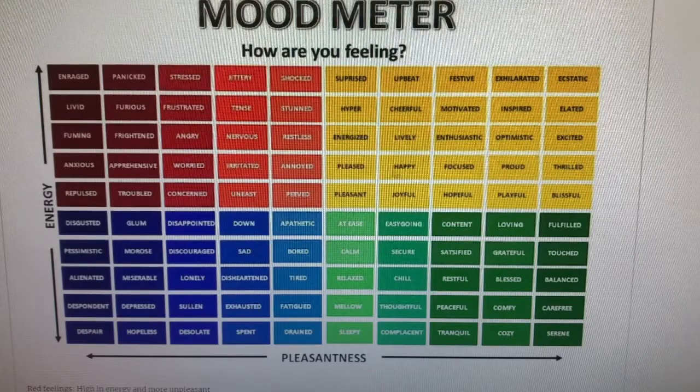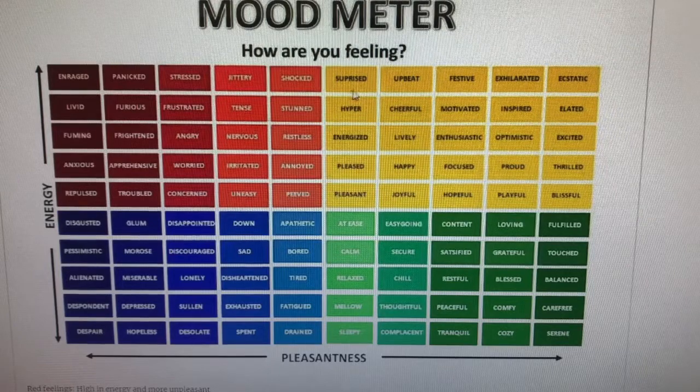The yellow area or quadrant is for creative thinking and the generation of new ideas. Brainstorming, energetic group activities, and creative problem solving are best done in the yellow. And you can see the different feelings associated with the yellow, right?